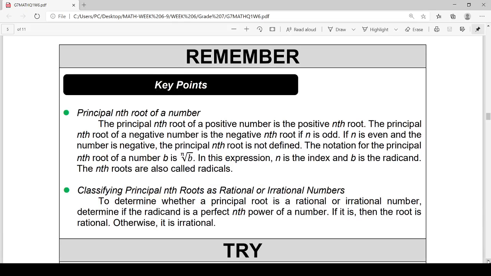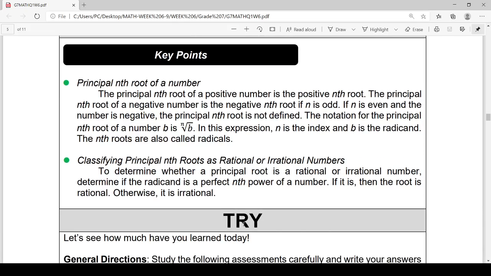Okay, so these are the key points, principal nth root. The principal nth root of a positive number is the positive nth root. The principal nth root of a given negative number is the negative nth root, if n is odd. If n is even and the number is negative, the principal nth root is not defined. The notation for the principal nth root of a number b is given by the nth root of b. In this expression, n is the index, b is the radicand, and this one is called the radical symbol.